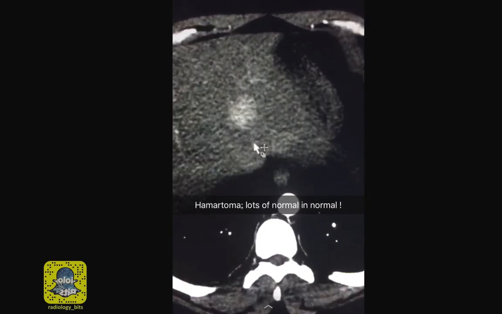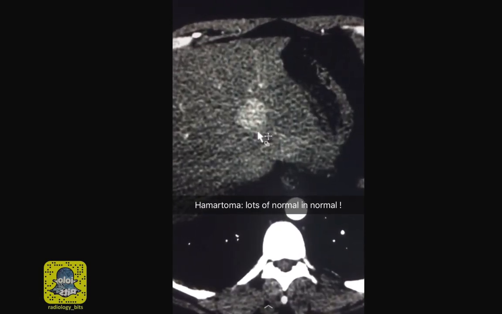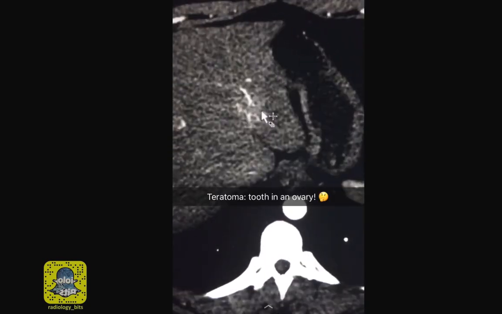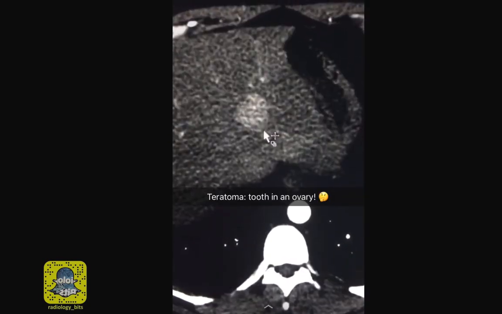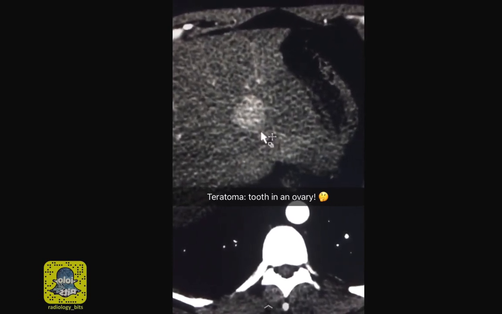For juniors, remember the difference between hamartoma and teratoma. Hamartoma is exaggeration of normal tissue in a normal location, while teratoma is exaggeration of normal tissue in abnormal locations, such as seeing a teratoma in the ovary where you have hair, teeth, and bone.